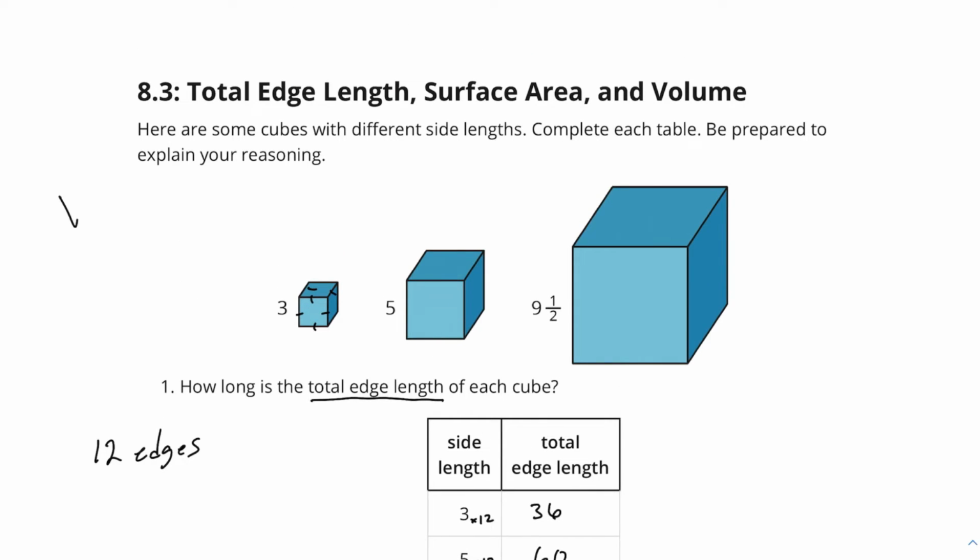So the volume of any rectangular prism is length times width times height. But since we have a square cube, the length, the width, and the height are all the same. So we're just going to say the volume is going to be the side length cubed, or multiplied by itself 3 times. So cube each one of those numbers. We'll go back to our table and fill that in.